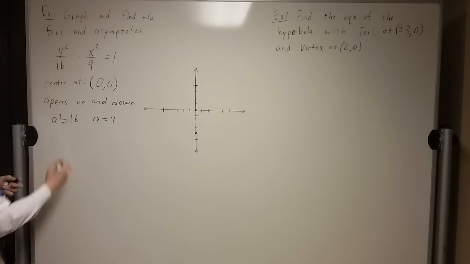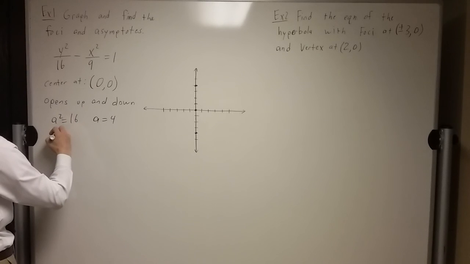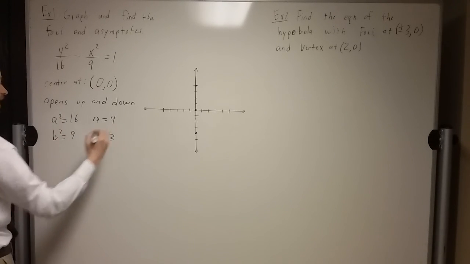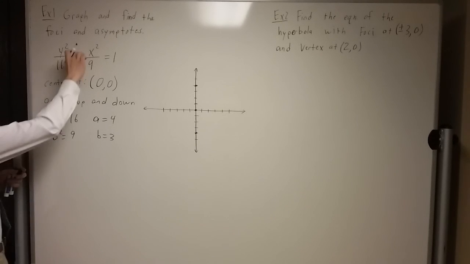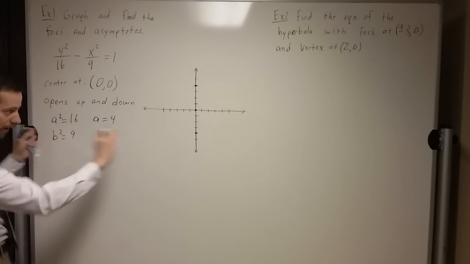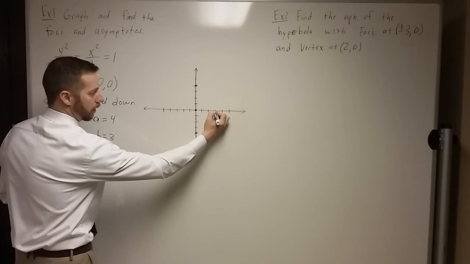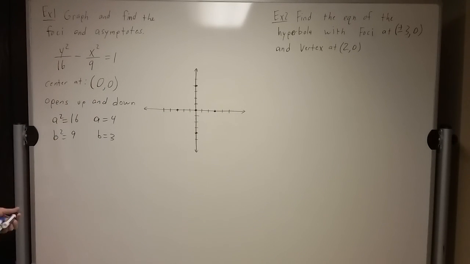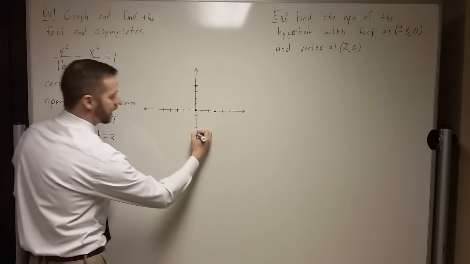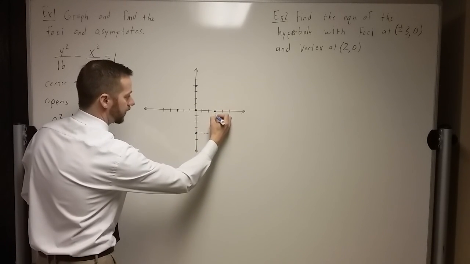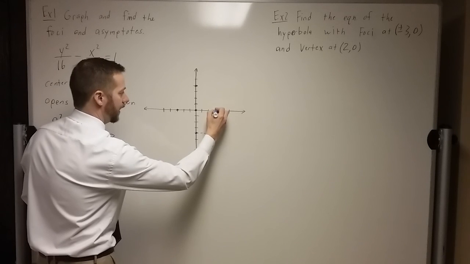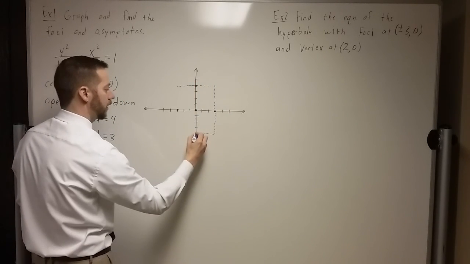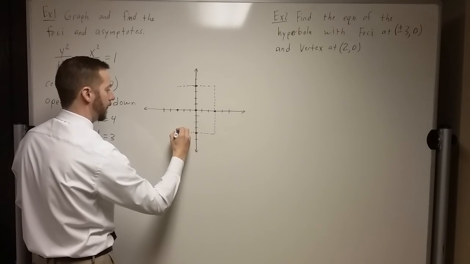And then b squared, the number under our negative term, is 9, which means b in this one is 3. And since that's under the x, that's how far I want to go in the x direction. So I'm going to go 3 to the right, 3 to the left. And what I've just come up with there is what I need in order to make this box. So I'm going to make a rectangle using those vertices and co-vertices that we just came up with.